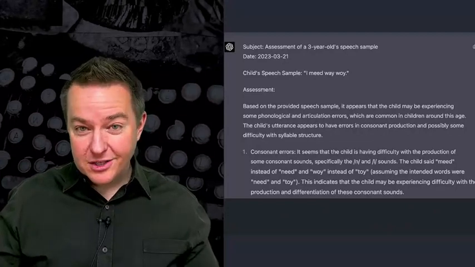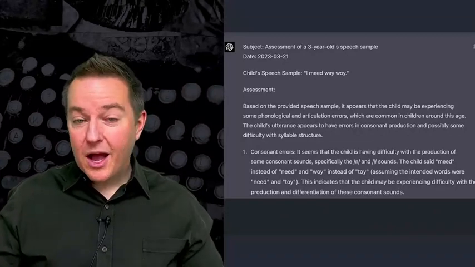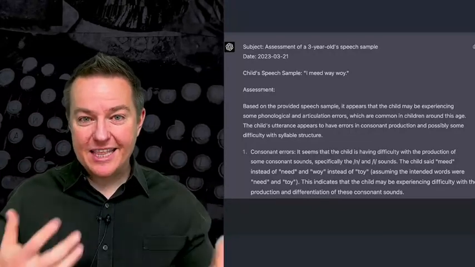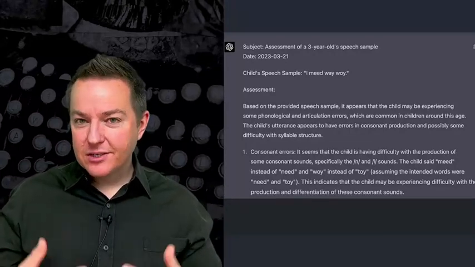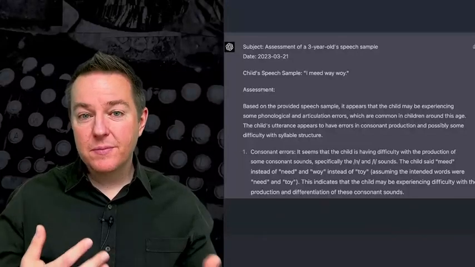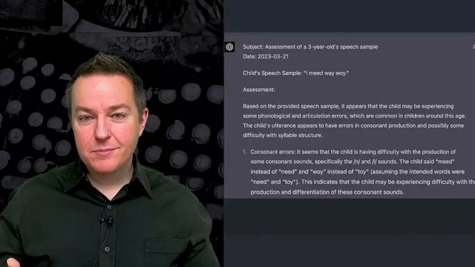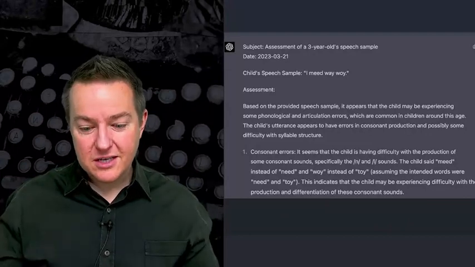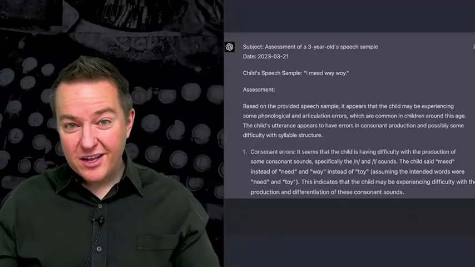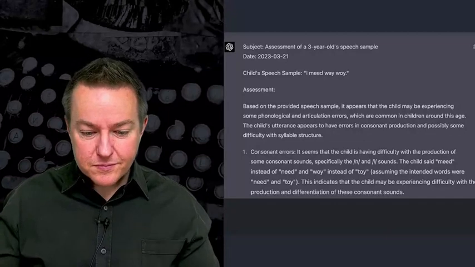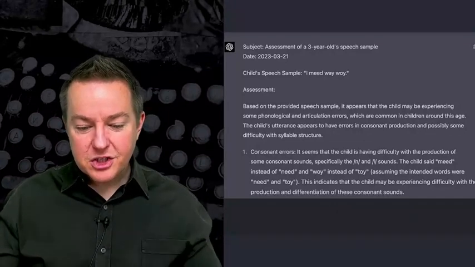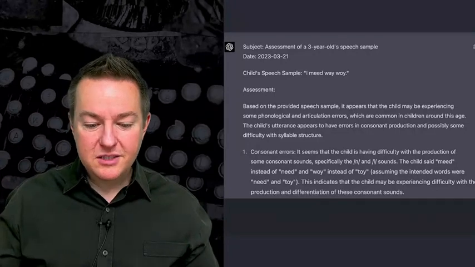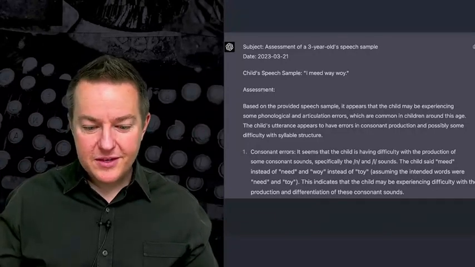I don't know what phonological or articulation errors are. I would not have known to ask ChatGPT for these things, but based on this pattern that I'm using, this persona pattern, I'm tapping into this capability for ChatGPT to look at this and know what the right things are to tell me. So it says there's phonological and articulation errors. It says the child's utterance appears to have errors in consonant production and possibly some difficulty with syllable structure.